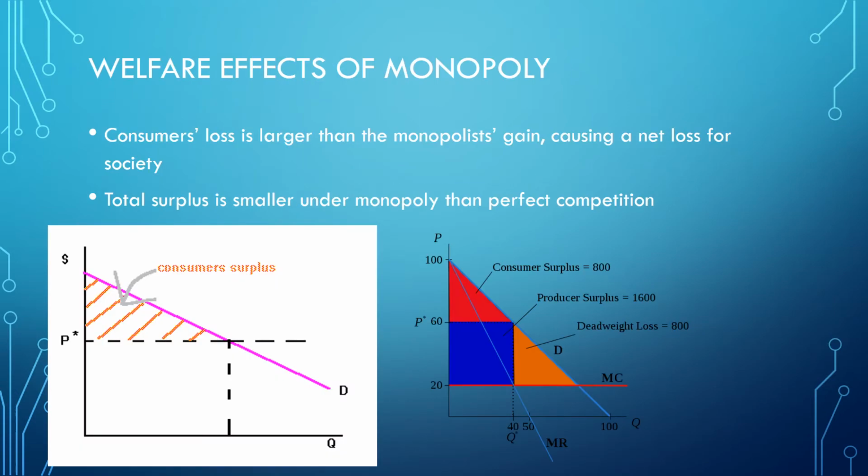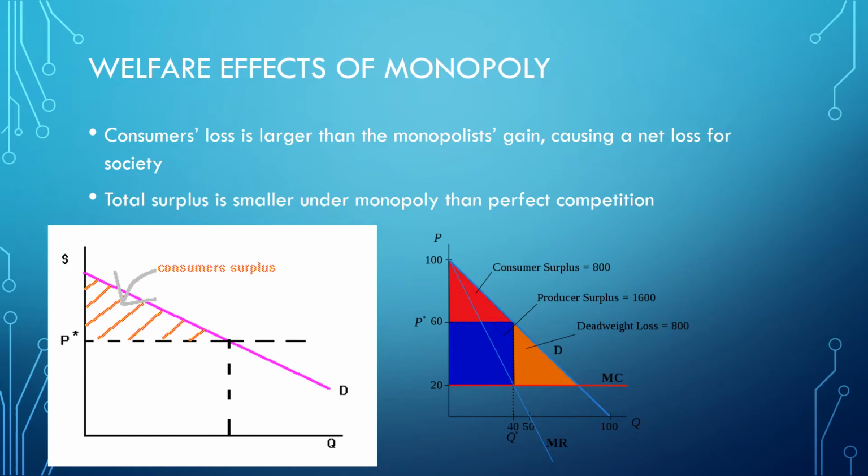Okay, so this video really is all about the welfare effects of monopoly, and when we say welfare effects, remember again, we're talking about consumer surplus, producer surplus, and total surplus for the economy. That's how we're going to judge the welfare of a certain type of market structure.